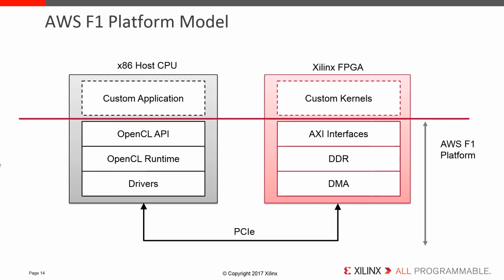Everything below the red line shown here comes off the shelf with the F1 platform. Everything above the line, host code and hardware kernels, is provided by the developer of the accelerated application. Amazon and Xilinx have tightly collaborated to make this platform as performant, robust, and easy to use as possible. By using standard OpenCL and AXI interfaces, F1 hides the complexity involved in building a heterogeneous platform and lets developers focus on what matters most to them, accelerating their code.